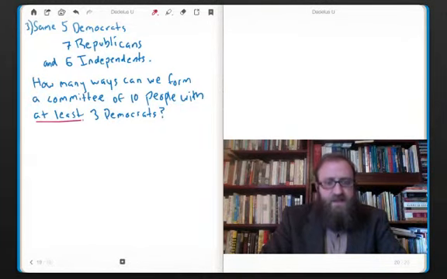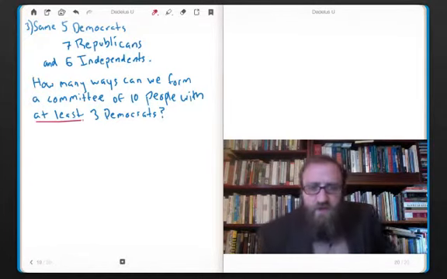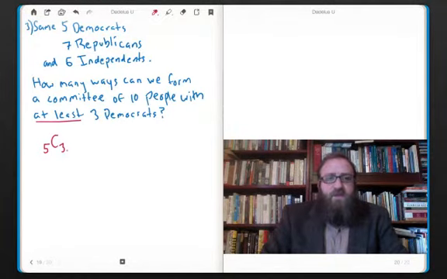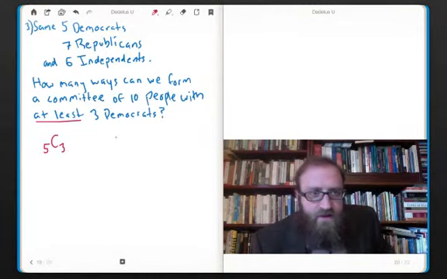Well, let's think about it. At least 3 Democrats. We just did the way we could have a committee that had 3 Democrats, and that involves starting with 5 Democrats, and we want to choose 3 from them. Now, we need 7 more people for this committee, and we want those 7 people to be drawn from the Republicans and Independents, no more of the Democrats. So we take the Democrats out of the running, and we have 13 Republicans and Independents, from which we will choose 7. This is the way that we will have 3 Democrats in the committee. So I'll notate that over here. This is for 3 Dems.